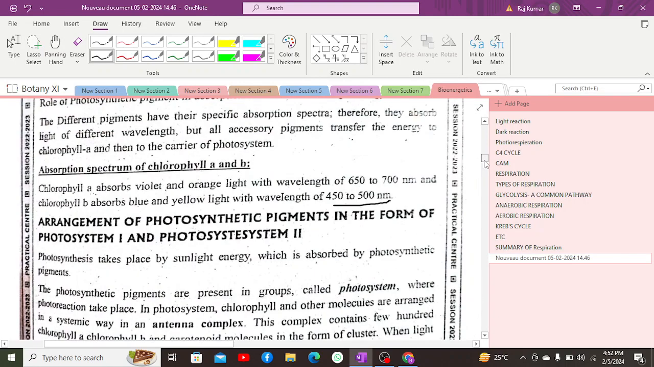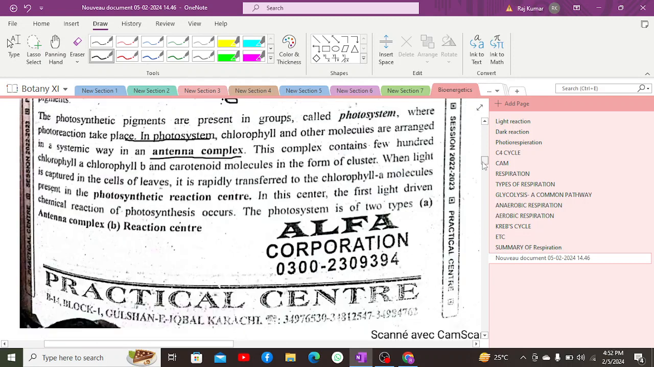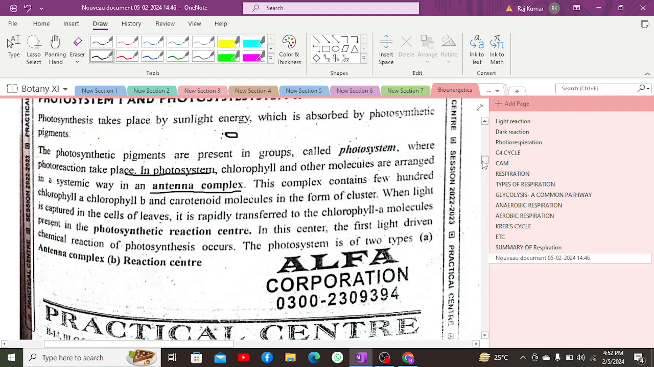Photosynthetic pigments are present in groups known as photosystems. When the photoreaction takes place in a photosystem, chlorophyll and other molecules are arranged in a systematic way in an antenna complex, such that the main reaction center involves chlorophyll A, and the rest of the molecules arranged side by side with it are known as accessory pigments. This complex contains a few hundred chlorophyll A, chlorophyll B, and carotenoid molecules in the form of a cluster.